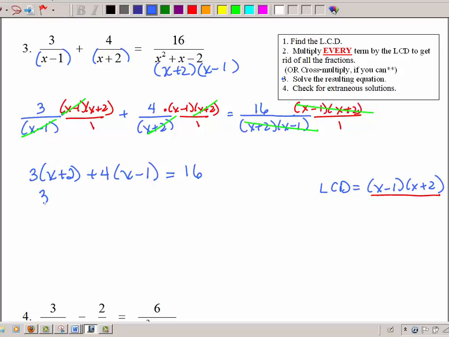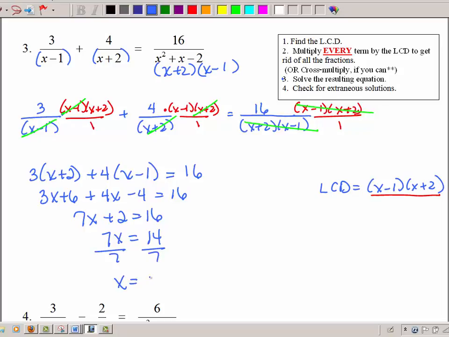So I'm going to distribute, collect like terms. I don't have a quadratic this time. Subtract 2, divide by 7, and my answer is 2. Now I have to check for extraneous solutions. So I'm going to substitute in 2 everywhere there is an x in the denominator.